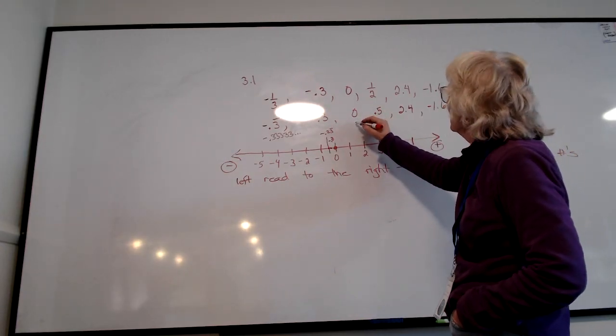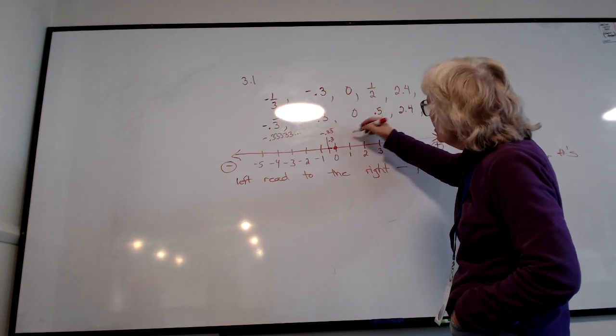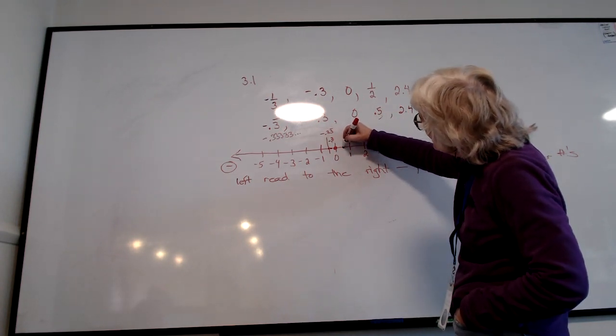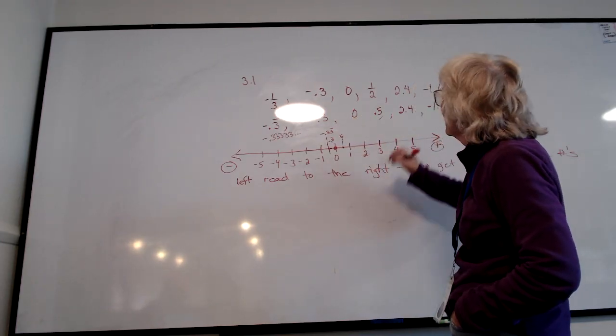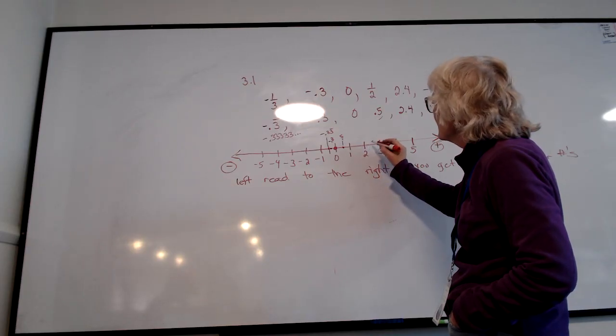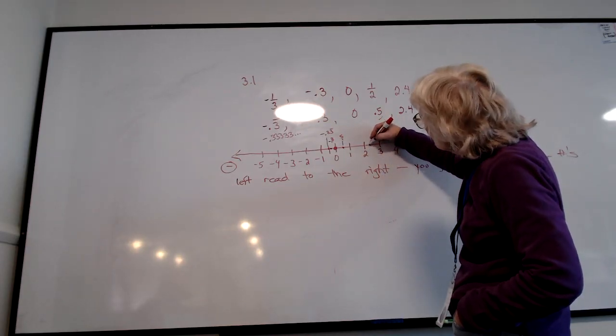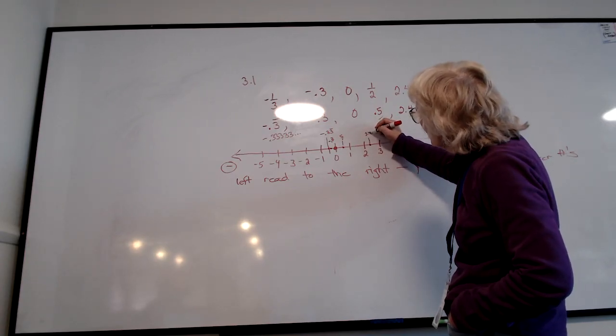Then we have 0. These are actually almost written in the right order. We have 0.5, that's positive. That's right here. So this is 0.5. Okay. 2.4, that goes up 2, and then basically about almost 5, but not quite, so that's 2.4.